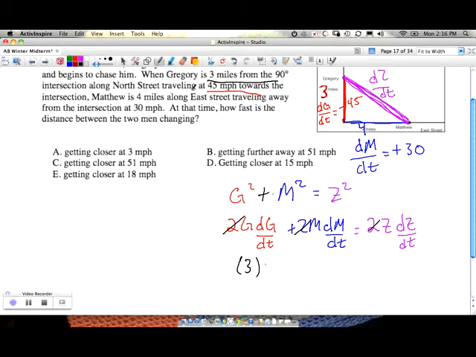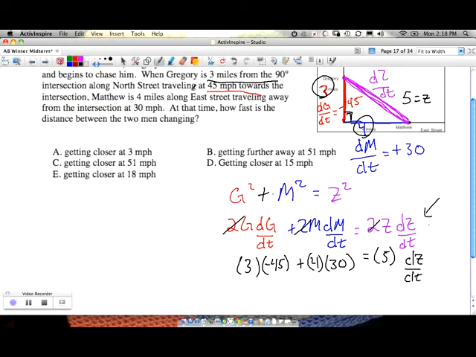I know what g is. How far is Greg? He's 3 miles. That's the measurement we have. dg dt is negative 45. Matthew is 4 miles. He's moving at 30, but increasing, so it's positive 30. And z is, oh, we didn't figure that out. Well, this shouldn't be too hard. This is a 3 and a 4, and this is a right triangle. So if you know your Pythagorean triples, 3, 4, 5. So that means that this is 5. Now we're left with trying to figure out dz dt, which is the distance between them.